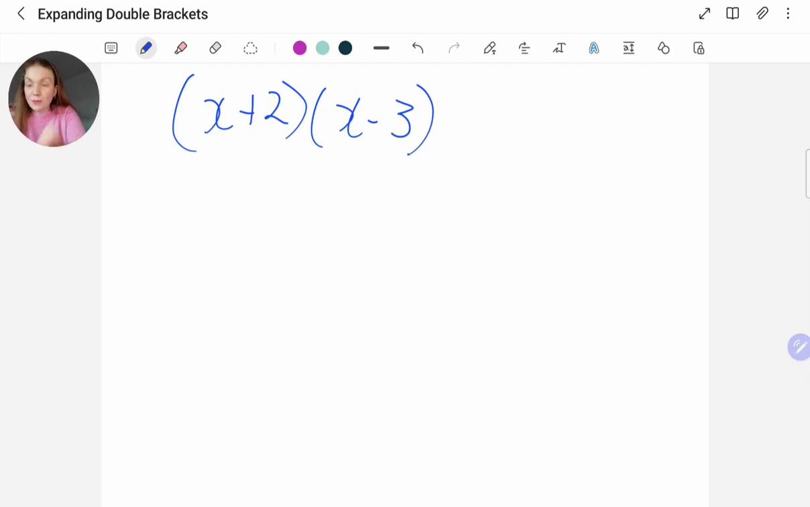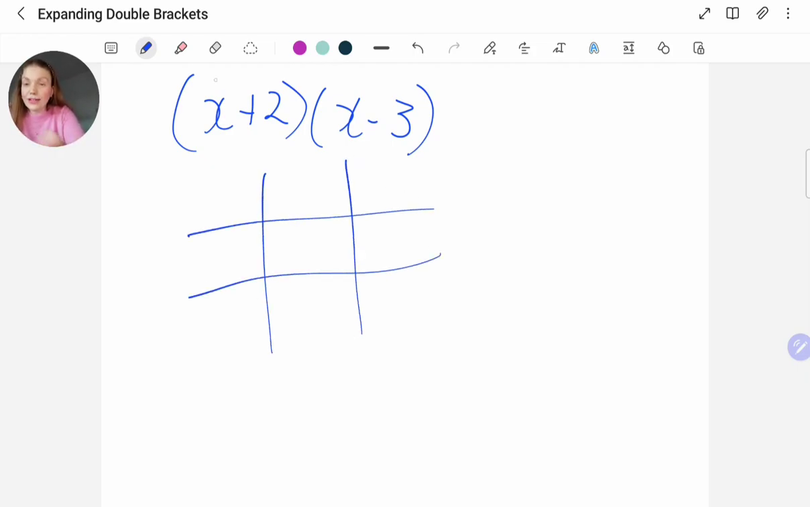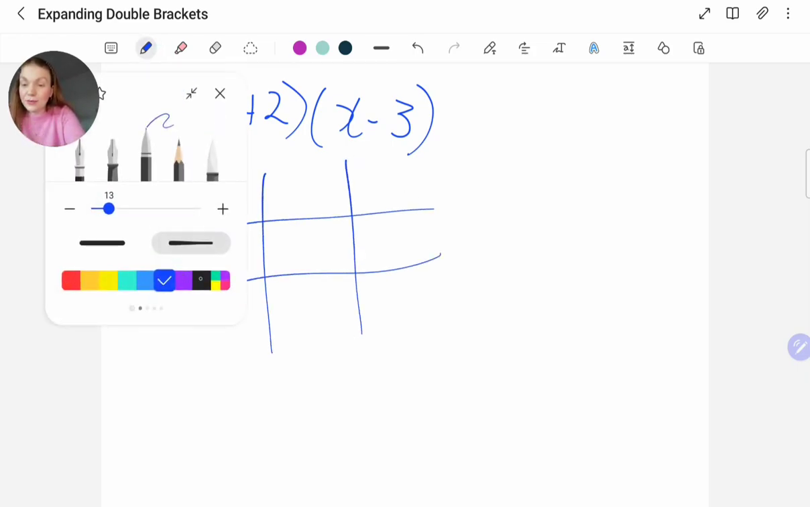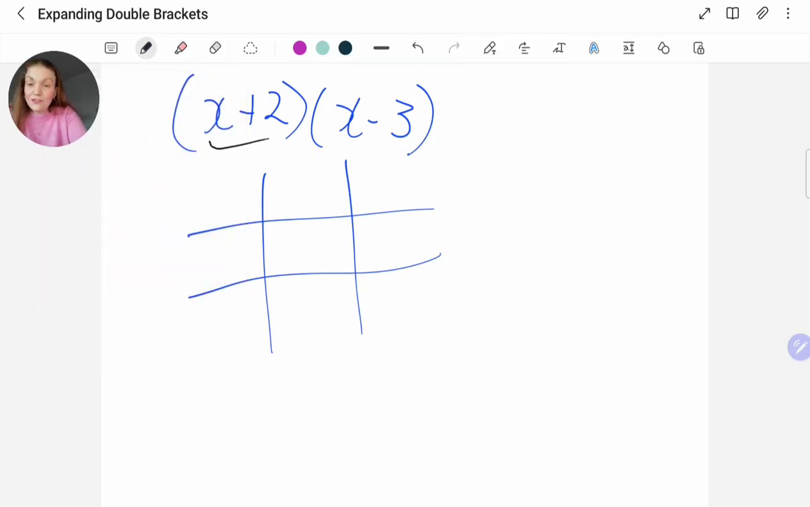So as soon as you see two brackets beside each other, draw your grid. Okay, I'm going to do it in a different color so we can distinguish. The first bracket goes across the top and the next bracket goes down the side. Okay, and that'll be the same in every single one of these questions that we do. You're multiplying in this grid, okay? Because you know brackets mean multiply, so two brackets beside each other means we're going to multiply those, okay?